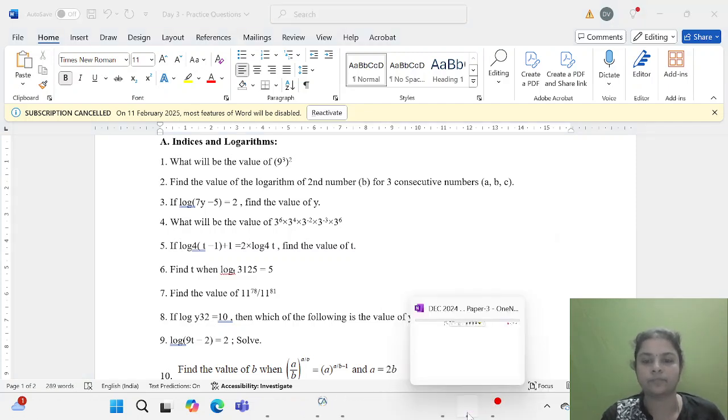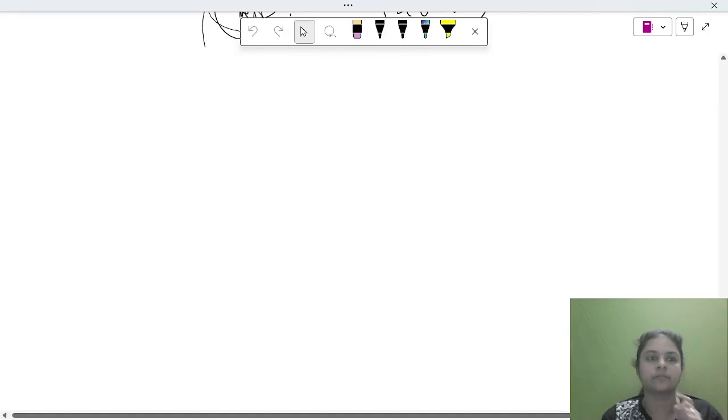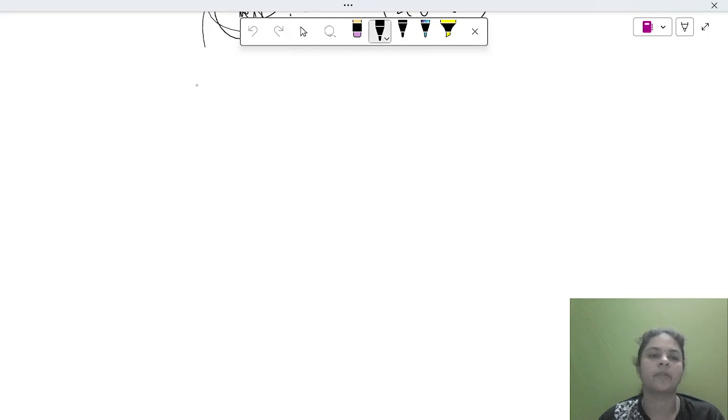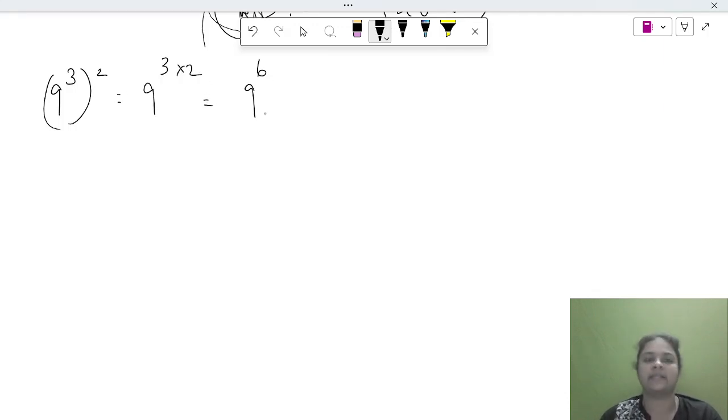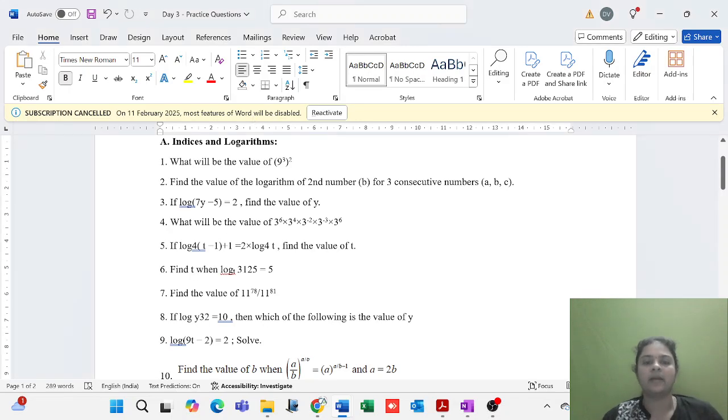9 power 3 into 2. So we can write this as 9 power 3 into 2, which is 9 to the power 6. Next question. Before I go to the second one, I want you to try the third one first.